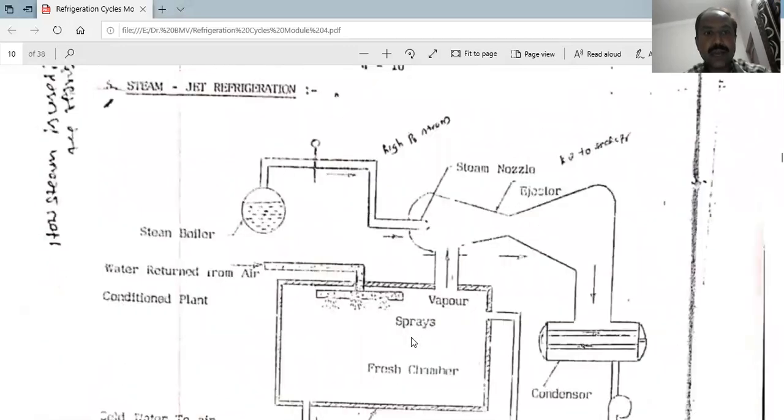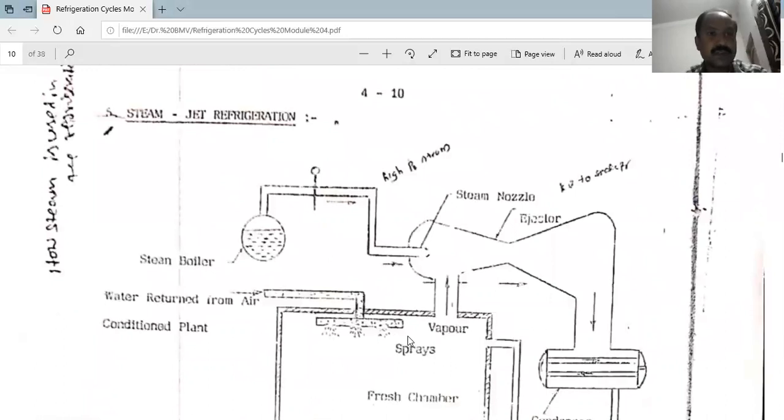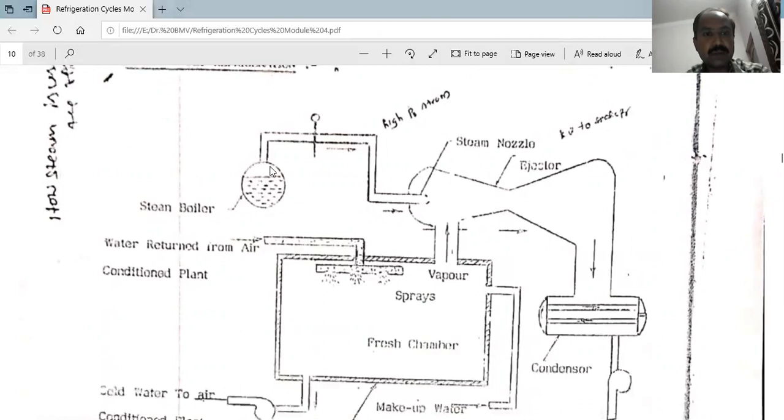Then there is another refrigeration system, which you can call the steam jet refrigeration system. In the steam jet refrigeration system, steam will be produced in a boiler here, which will be connected to a steam nozzle. Then this steam nozzle on one side will be connected to the flash chamber here.